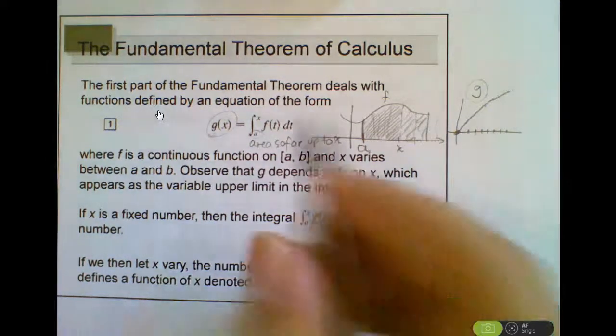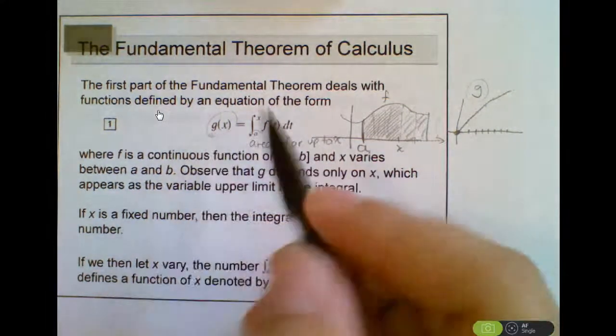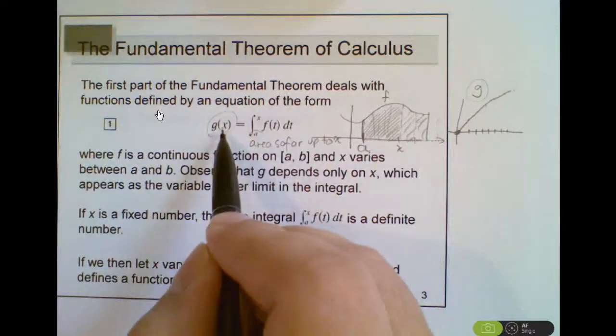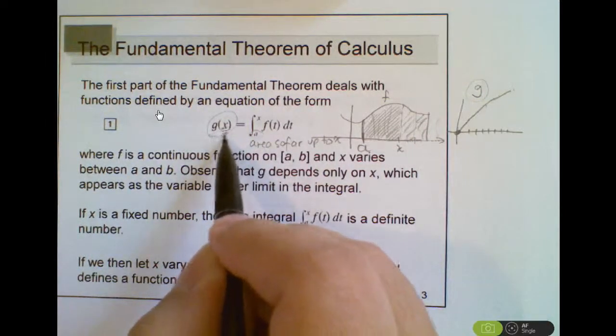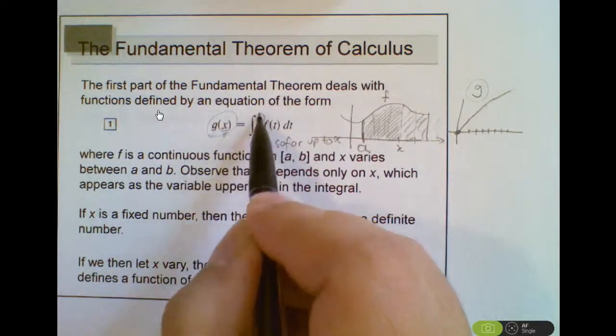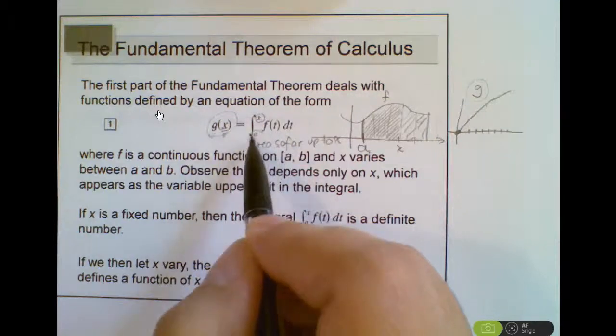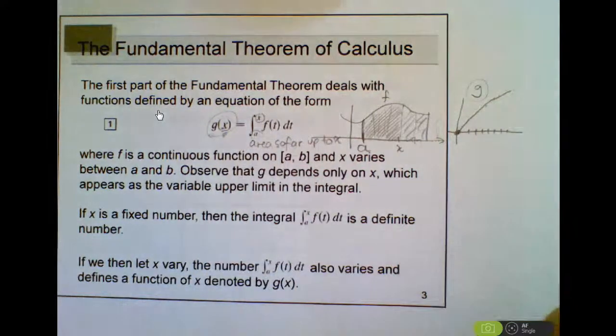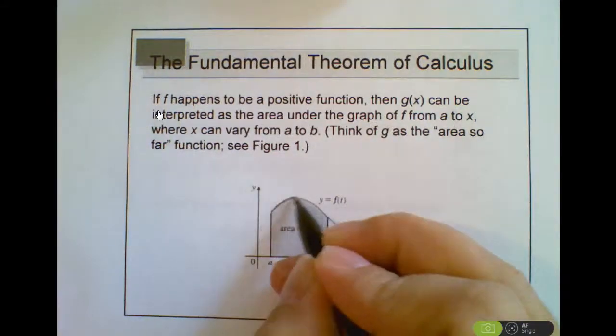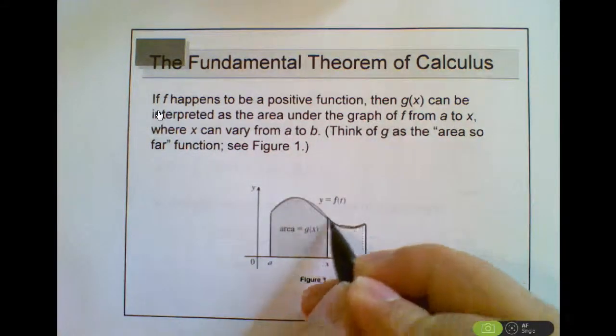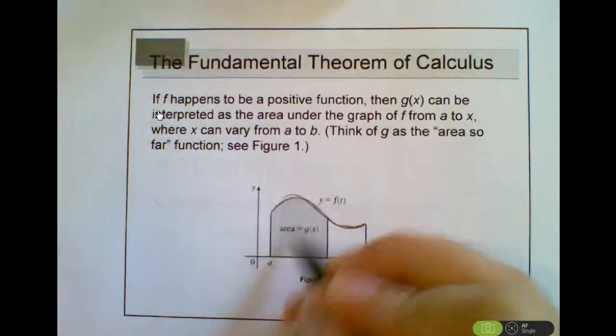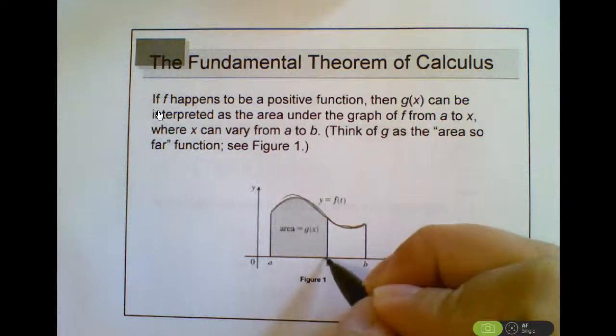So that's the idea. This is a very weird looking function because we've never seen a function in which the independent variable is actually the upper limit of the integral. But we're going to see how that makes sense. As I said before, if f happens to be a positive function, then g of x is simply the area under the curve up to x.